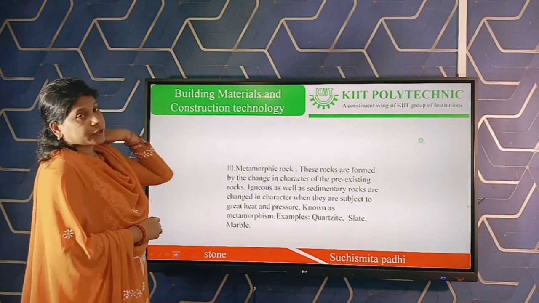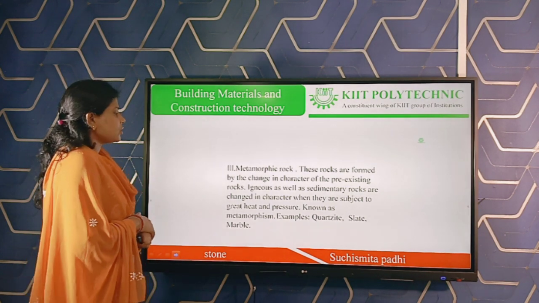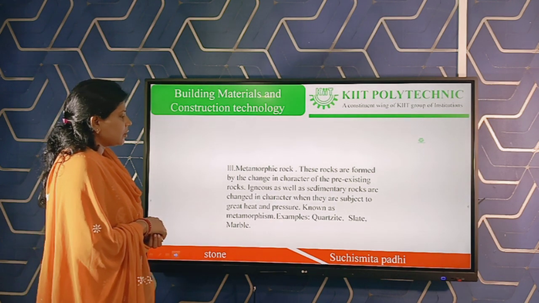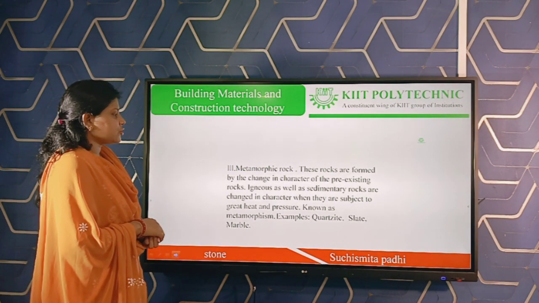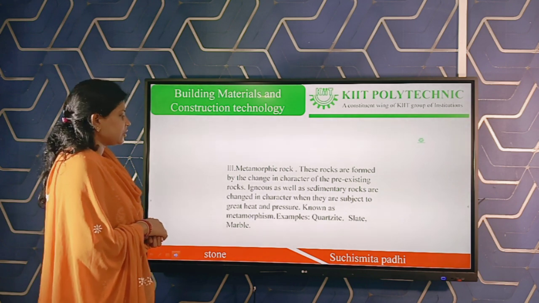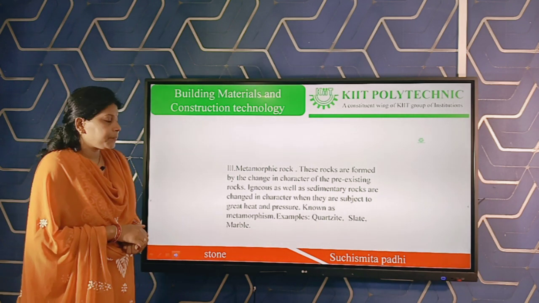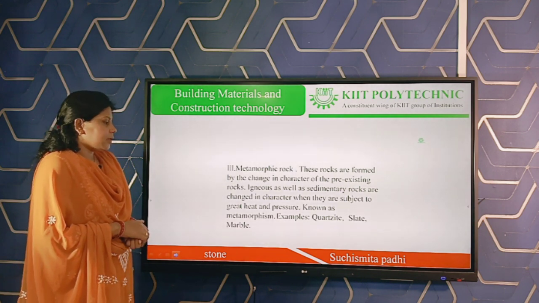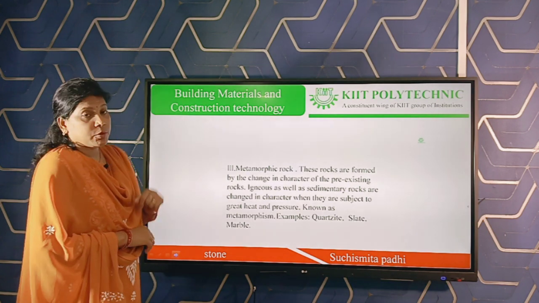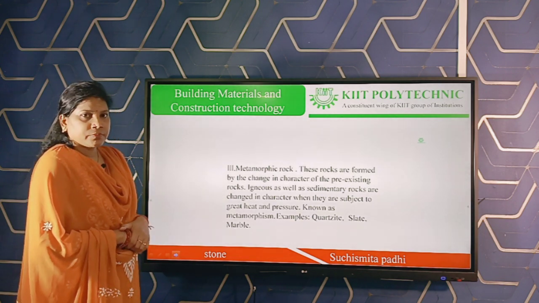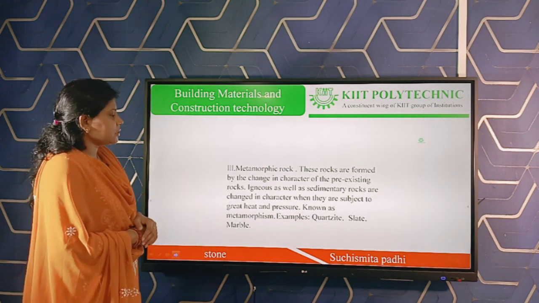Next is metamorphic rock. These rocks are formed by the change in character of pre-existing rocks. Igneous rock and sedimentary rock are changed in character when they are subjected to great heat and pressure, and the result is known as metamorphic rock. The total process is known as metamorphism.